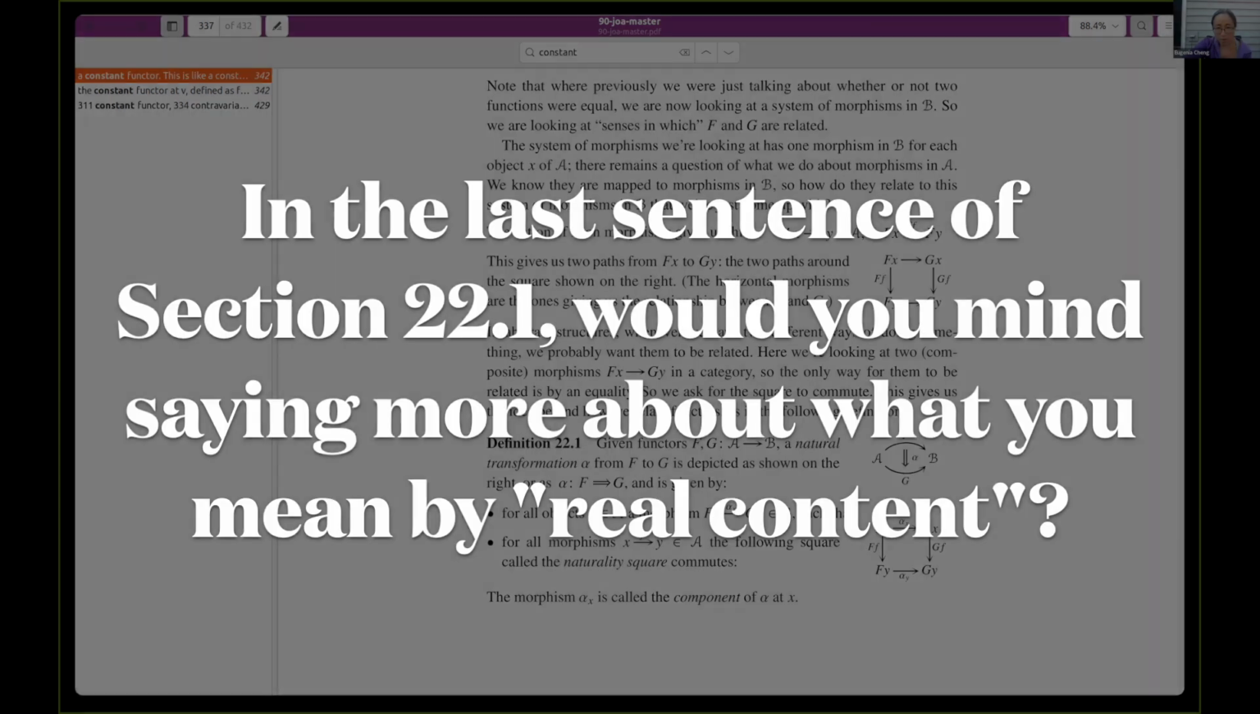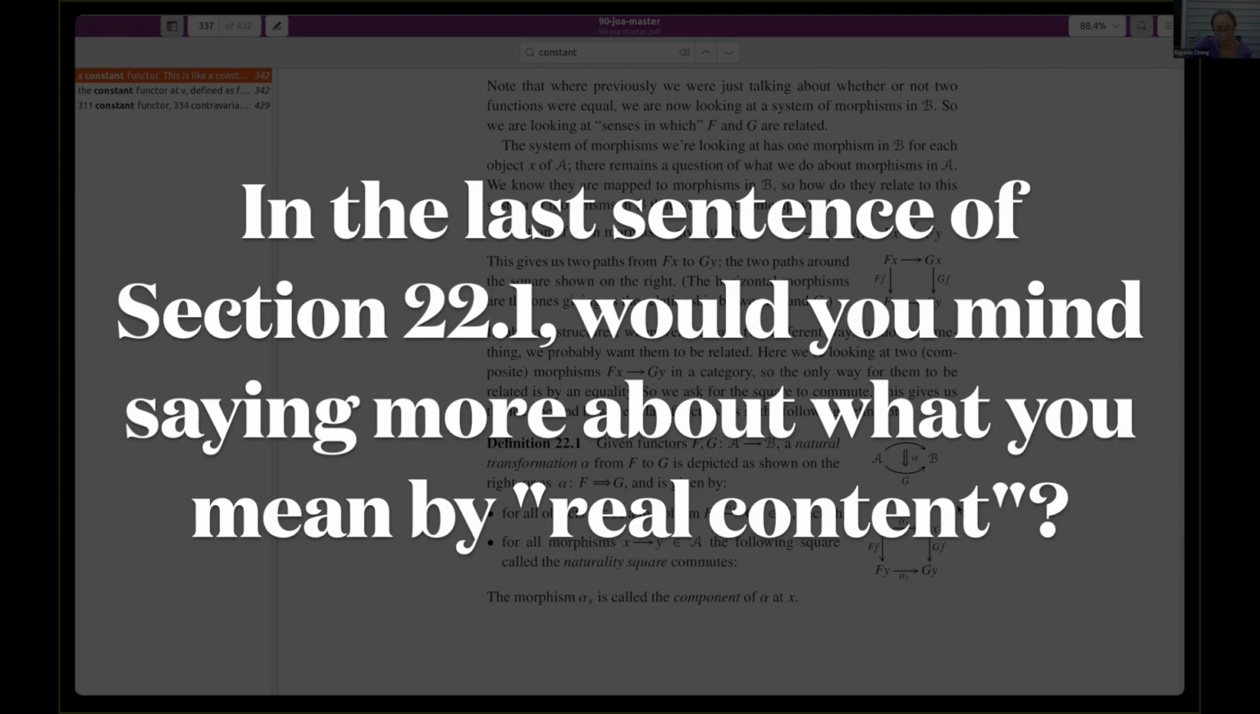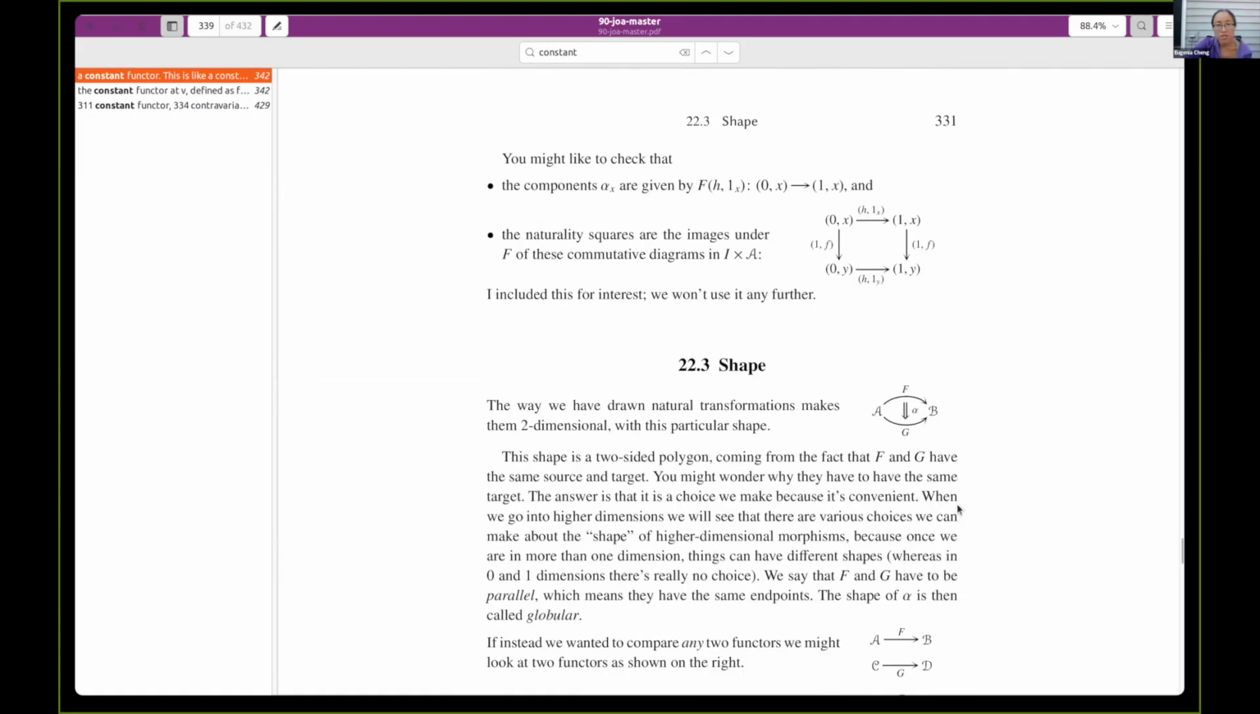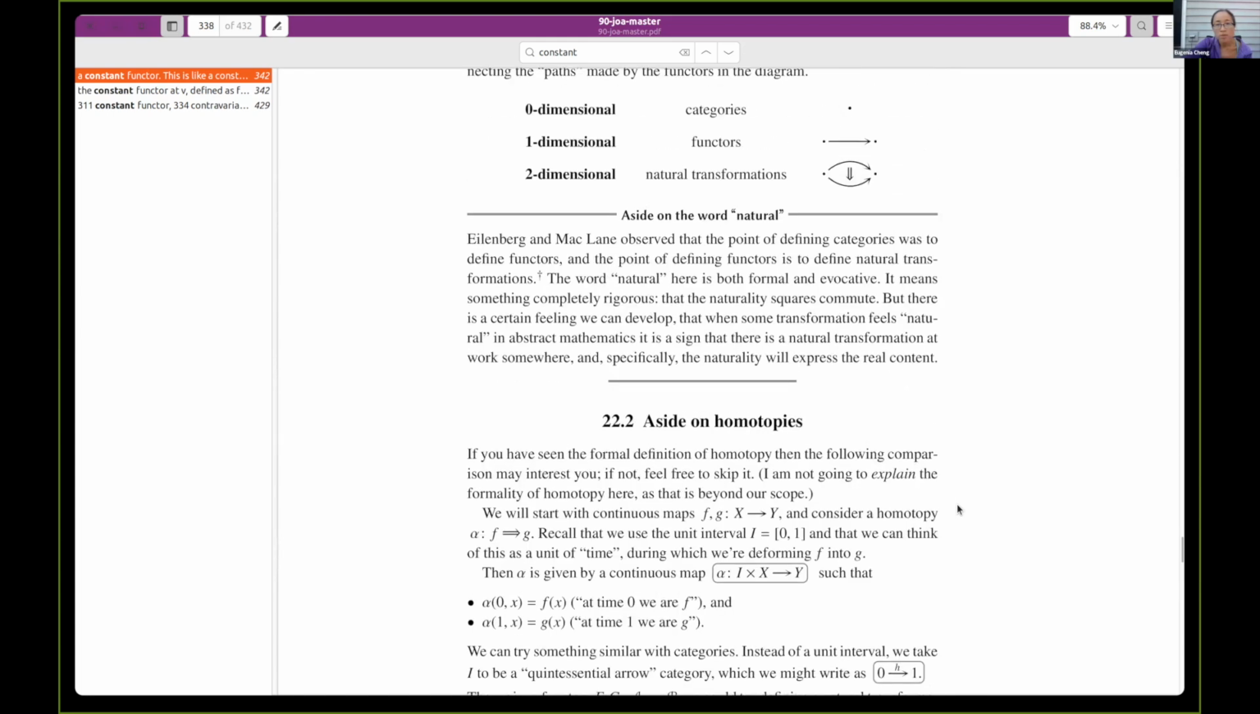Okay, next question, page 330. In the last section of 22.2, would you mind saying more about what you mean by real content? The last sentence of section 22.1. Here we are. There's a certain feeling we can develop that when some transformation feels natural in abstract mathematics, it's a sign that there is a natural transformation at work somewhere, and specifically that the naturality will express the real content. Yeah, it's hard to say what real content means. What it means is, what is the whole point of why we're doing this? What is the whole heart of what it is we're trying to uncover? What is the interesting concept that we are trying to isolate here?